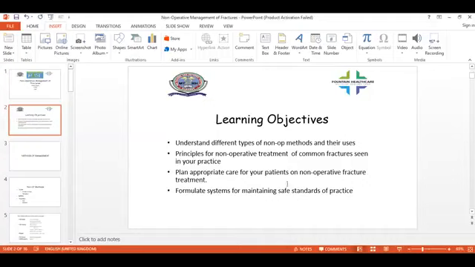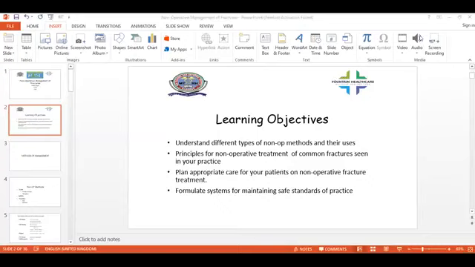Mbuva Bondface asks, please explain which of these joints, DIP and PIP joints. Okay. DIP is the distal interphalangeal joint. PIP is the proximal interphalangeal joint.